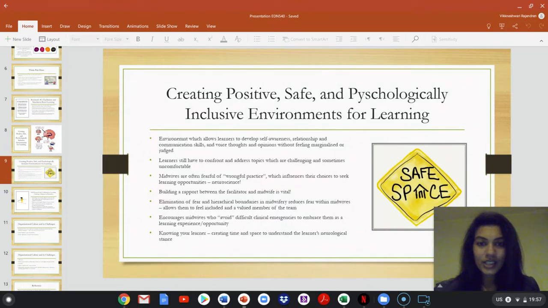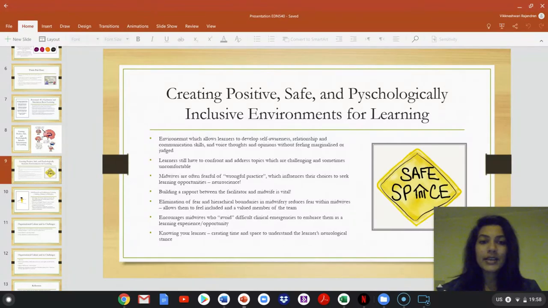It's through creating an environment which allows learners to develop self-awareness, relationship and communication skills, and be able to voice their thoughts without feeling judged or ridiculed or like they're not saying the right thing. Creating a positive, safe and inclusive environment for learning doesn't mean that you're compromising on high standards of care, because emotionally safe environments in midwifery and high standards of care can coexist.